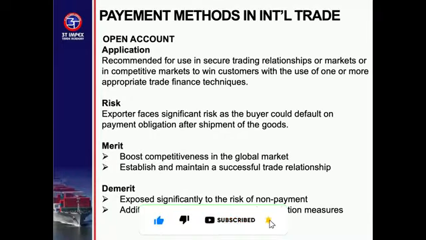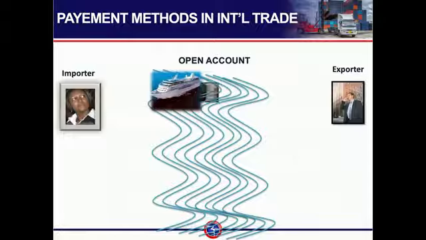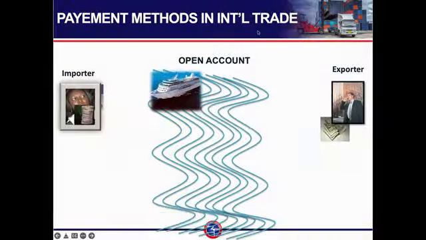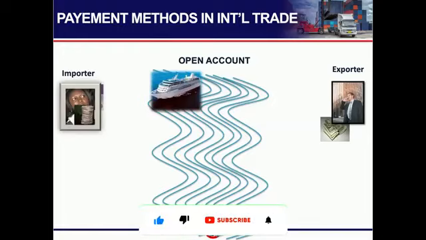What is the demerit? Exposure to the significant risk of not getting paid. That is the challenge. And then additional cost. If you must mitigate the risk, you use a guarantee or an export credit insurance, and typically that will come at an additional cost. Open account: the exporter ships the goods, sends documents to the importer. The importer goes to the port, clears the goods, and pays at a later date. Of course, like we said earlier, there is a risk of not getting paid in this arrangement. And that risk can be anticipated and mitigated with a trade finance instrument like export credit insurance.